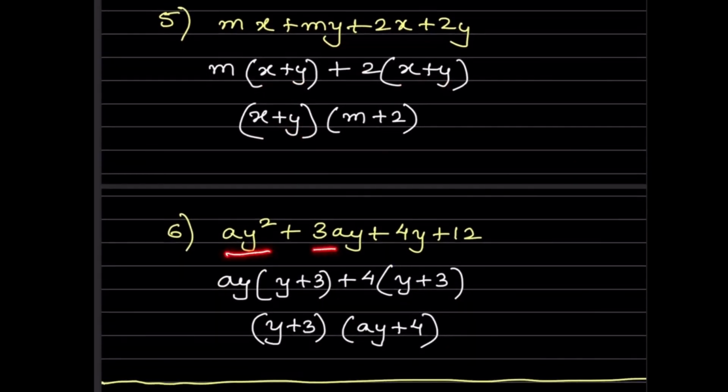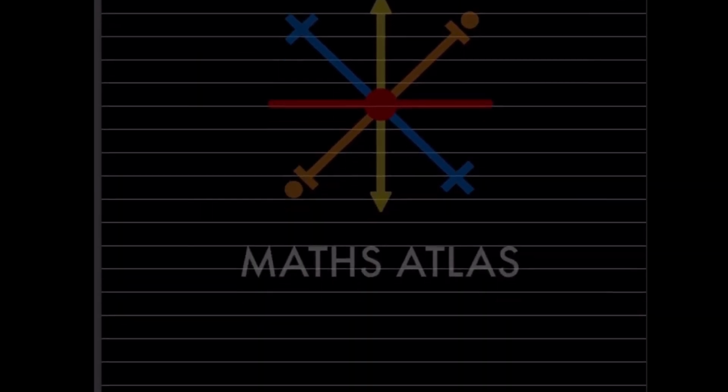Now again here, what you can do, from this one what is common is ay. So what remains in the bracket is y plus 3. Same sign over here. From this one what is common is 4. What remains in the bracket is y plus 3. So these both are common, so we'll write it only once, and what remains outside is in the other bracket. So this is the answer.